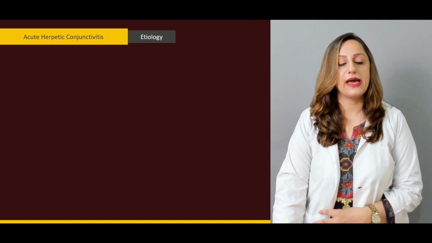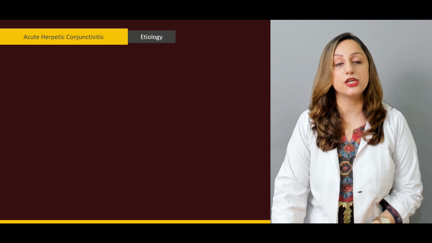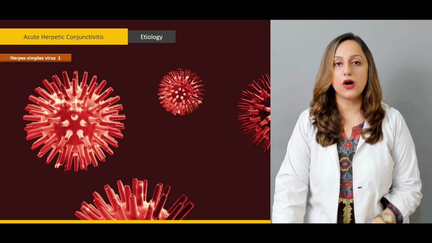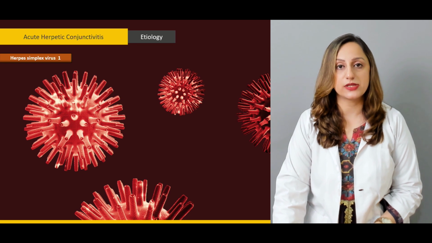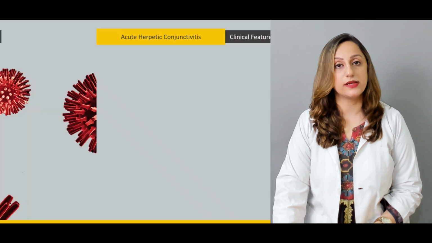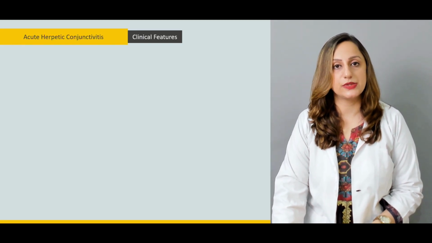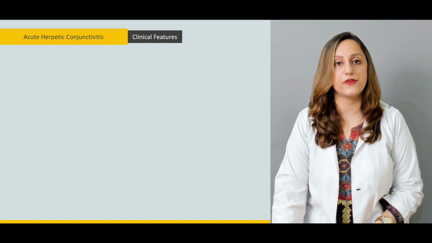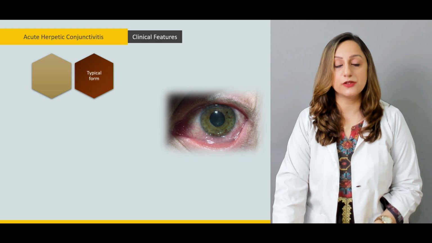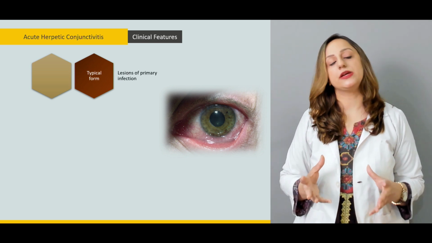Then moving on, we have another very common variant of conjunctivitis, which is acute herpetic conjunctivitis. The causative organism usually responsible for such cases is Herpes Simplex virus 1, and in some cases it is virus 2 which is responsible for such herpetic infections. The clinical features include the typical form, which is basically the lesions of the primary infection.